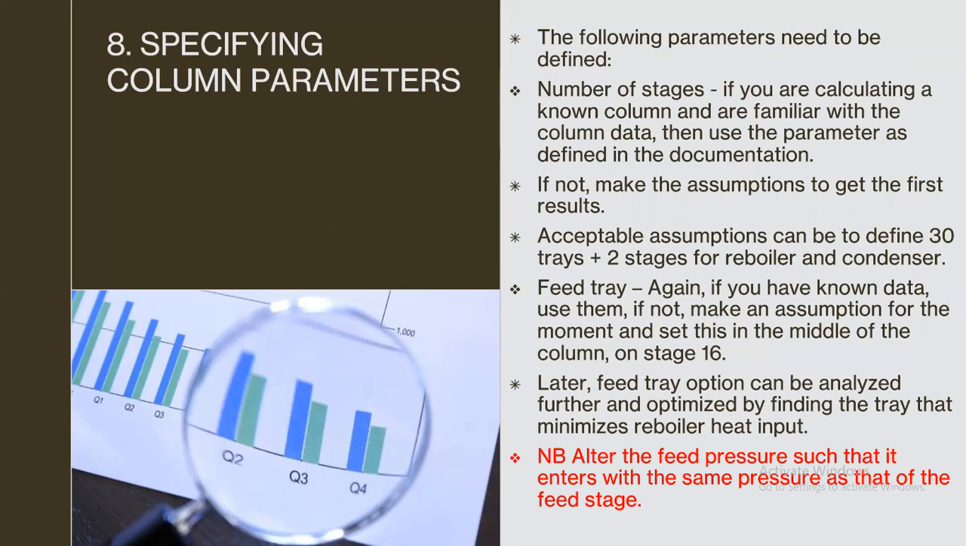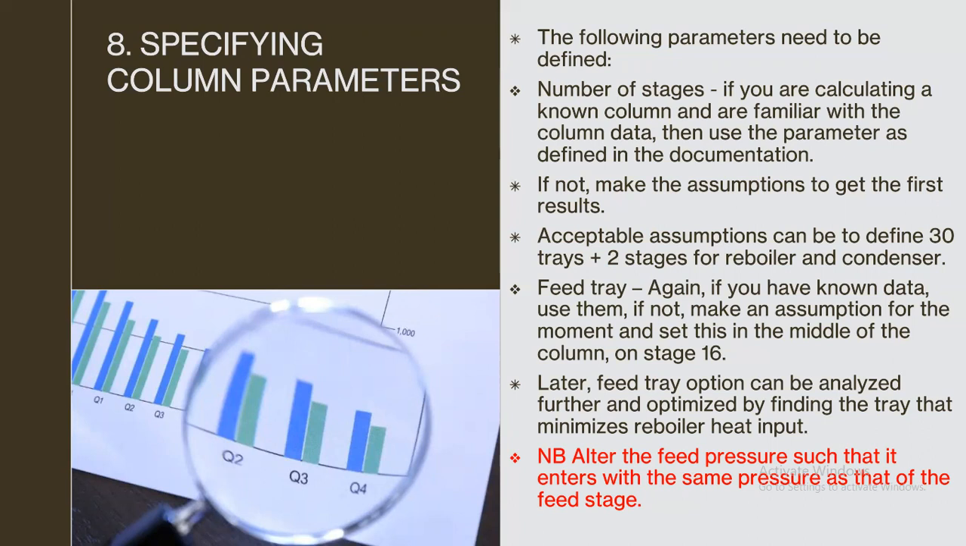So for the feed tray, again, if you have the known data, use them. That's if you are simulating a distillation column which already exists in the plant, right? If not, make an assumption for the moment and set this in the middle of the column. In this case, we have 32 stages. So you put it on stage 16 or at feed tray 15.